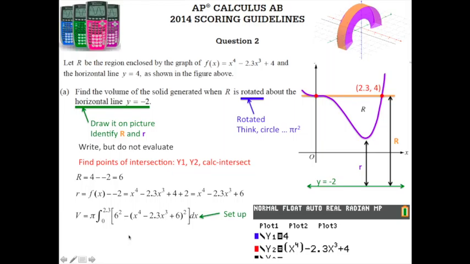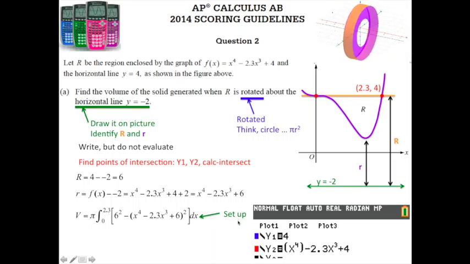Then we can put it into our volume expression. If you can see, we have a pi r squared for the outside and a pi r squared for the inside, and we're going from 0 to 2.3. Those are the x lower and x upper bounds. So here's your correct setup.